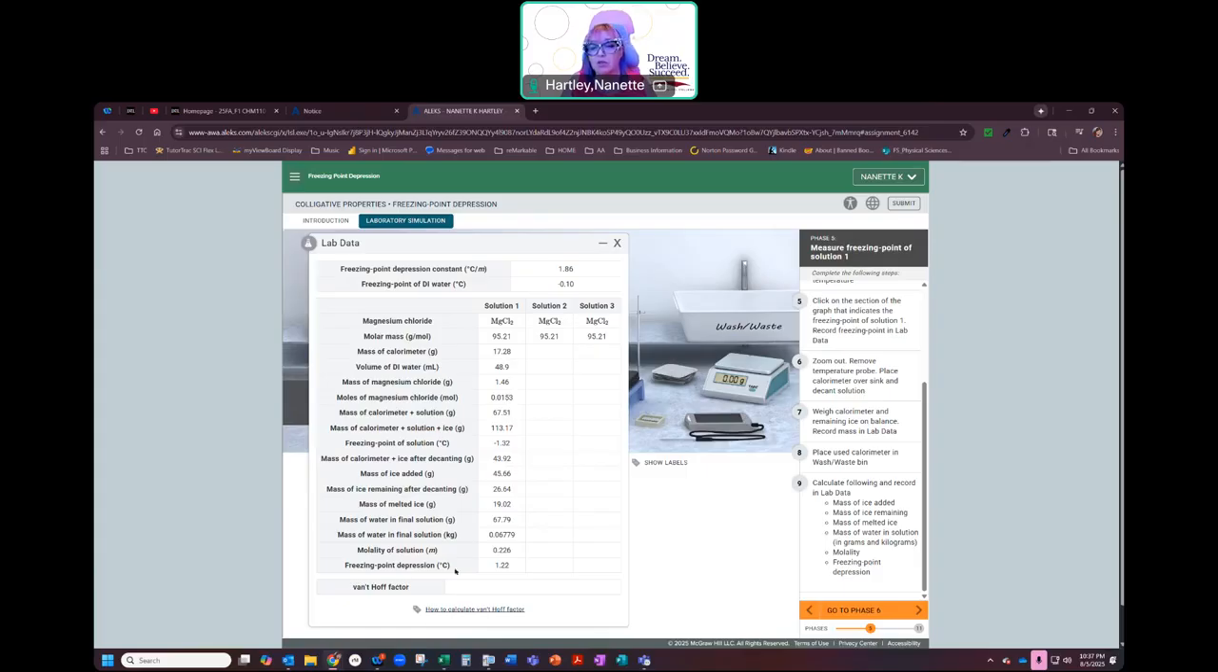They'll ask you what the freezing point depression is, and that's based on the number that you get here. But don't forget that you have to correct it based on what the freezing point of the DI water was. So you have to take this initial minus the final to get that freezing point depression. So you'll take this one minus this one to find out what that delta T is. Okay? I think that's everything.